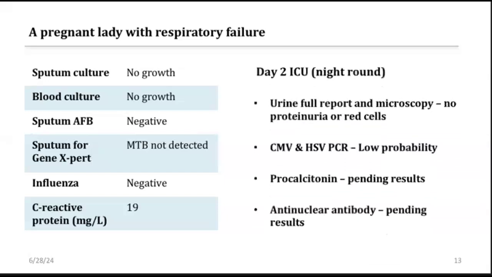Then thinking about alveolar hemorrhage syndromes, we looked for any active sediments in the urine. Initial urine microscopy showed no proteinuria or red cells. We thought of cytomegalovirus infection and also HSV PCR, but the probability was low, and the virologist also did not agree to go ahead with these tests. Procalcitonin will take some time, and antinuclear antibody similarly will take time.